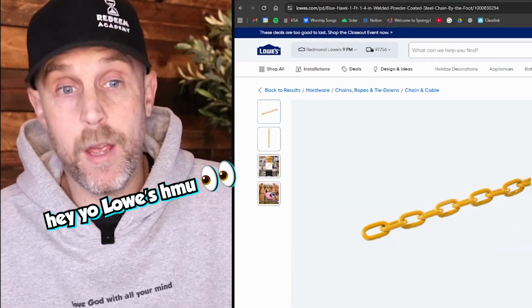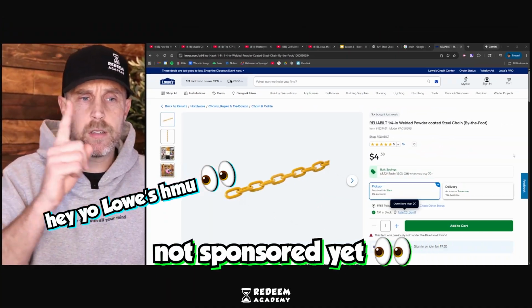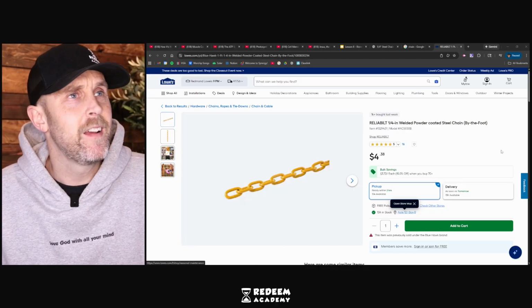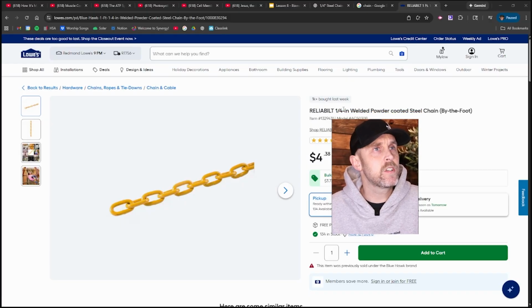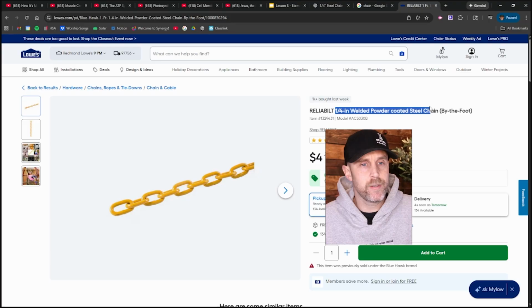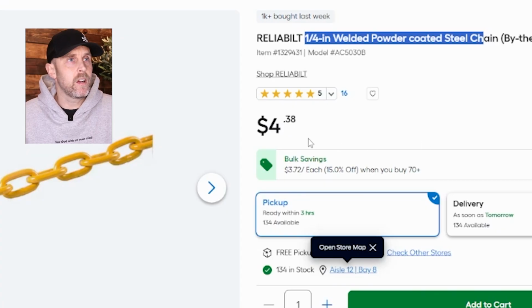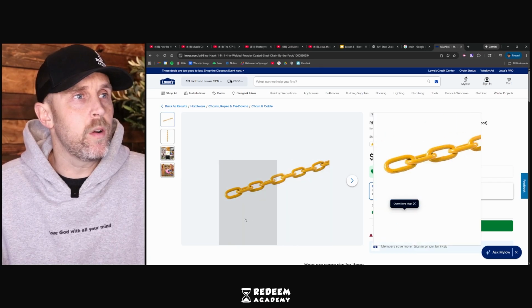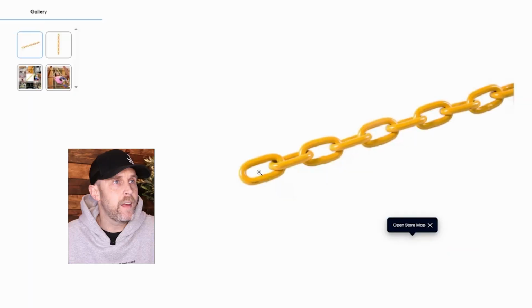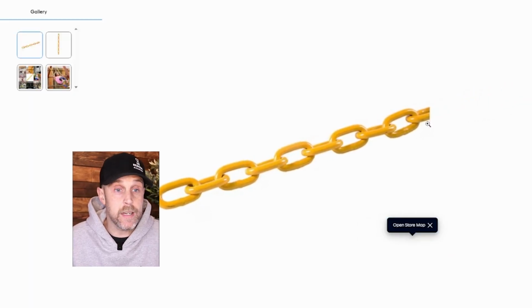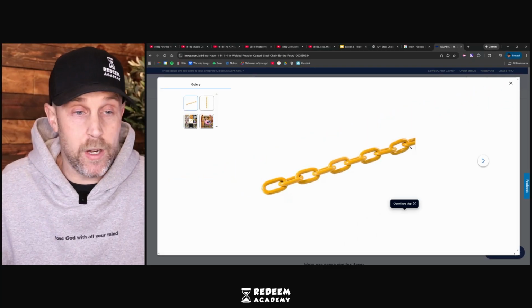So here I am at Lowe's.com, not a sponsor yet, and they're selling 1/4-inch welded chain, you know, for your playground, for your swing set, and it costs $4 a foot. And so the concept here is that's a link, the whole thing is a chain. So that's the big idea I'm trying to get across to you.